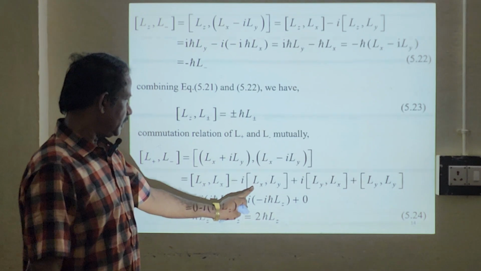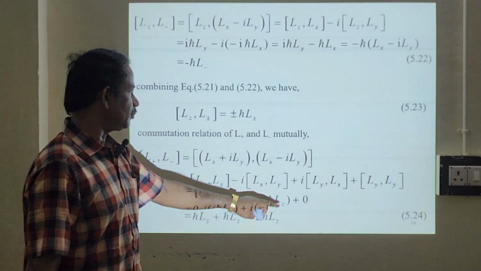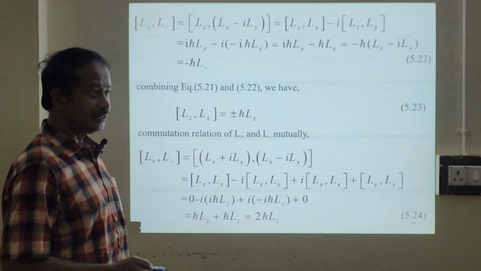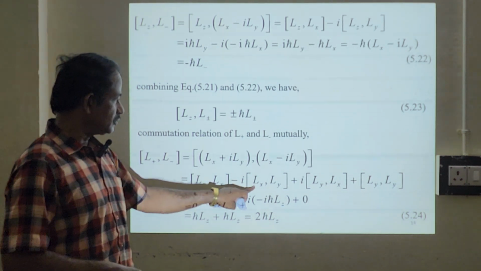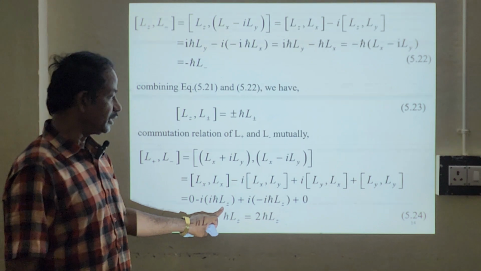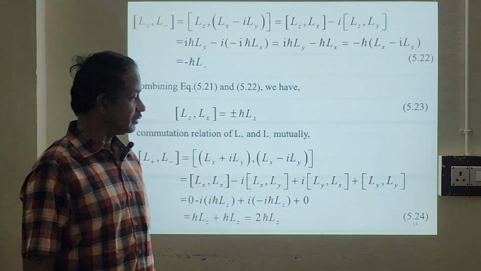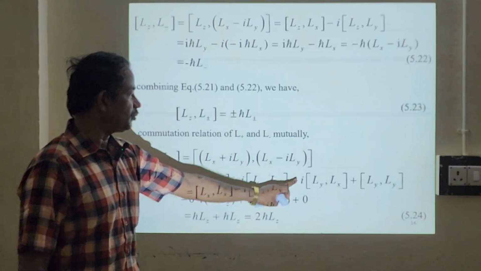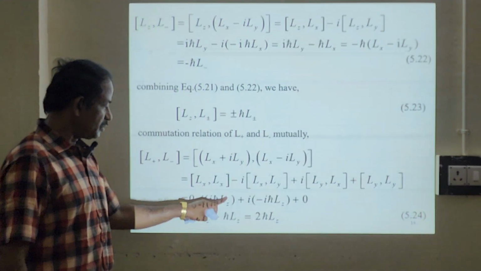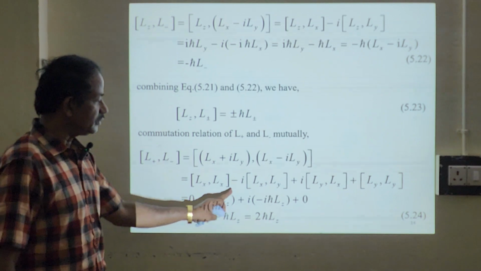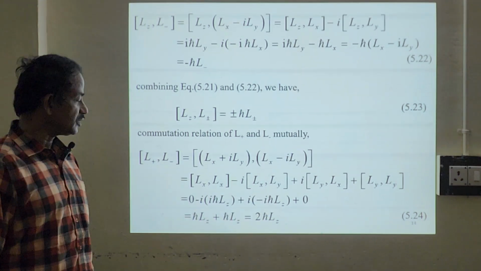So we have now [Lx, Ly]. What is [Lx, Ly]? [Lx, Ly] = iħ Lz. So minus i is there already, so instead of this you can write iħ Lz. What about [Ly, Lx]? Minus iħ Lz. So we have i, this term is there, so we can write minus iħ Lz. Simplifying this term will give you ħ Lz. Simplifying this term will give you ħ Lz.